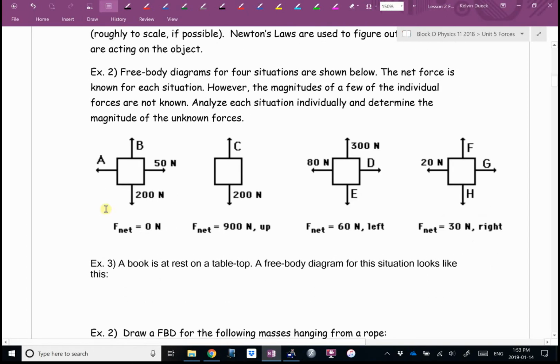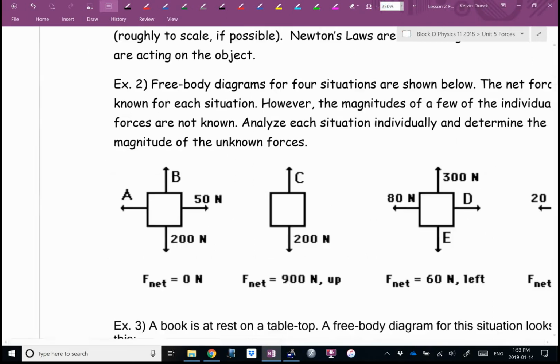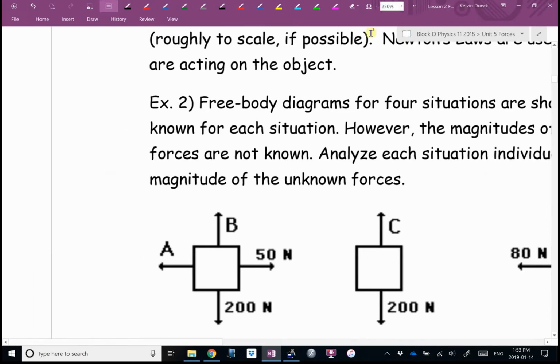Here are 4 free body diagrams shown below. The only thing is they didn't represent the mass with a dot. They represented it with a square. I'm lazy. I would have just put a big dot in the center instead of a square. But they've given us the net force, and we need to figure out missing forces. Show you what I mean.